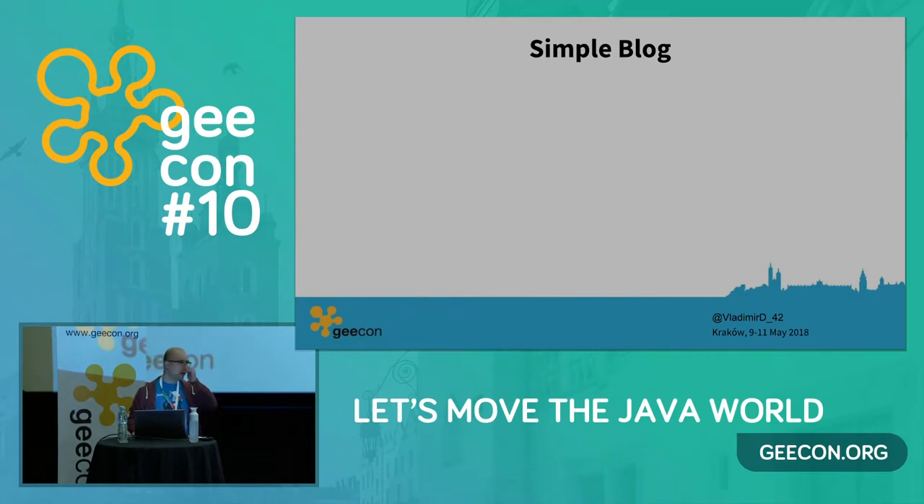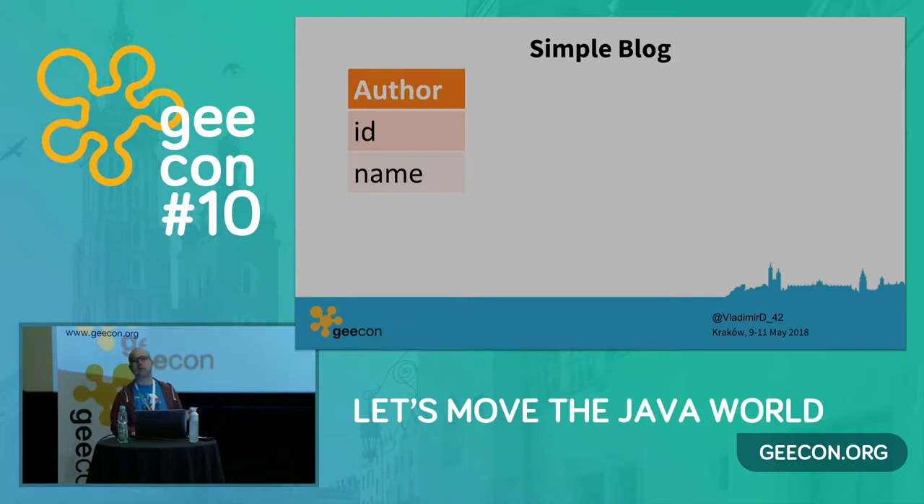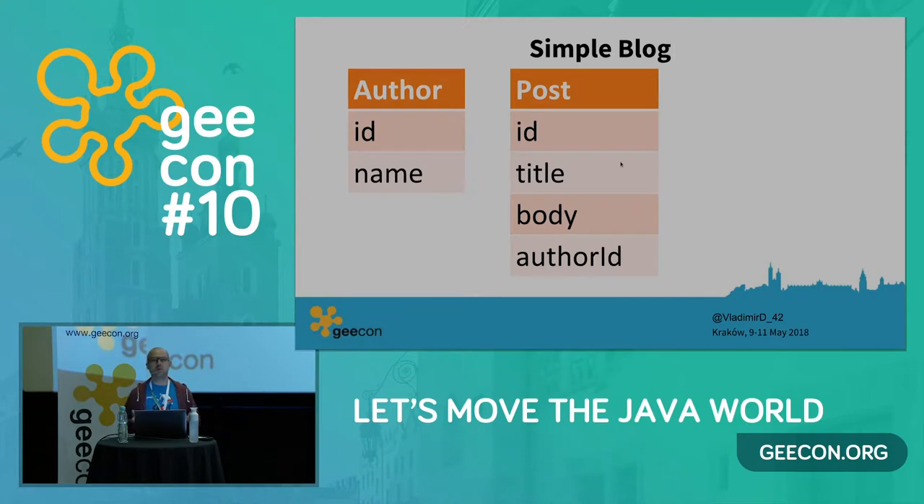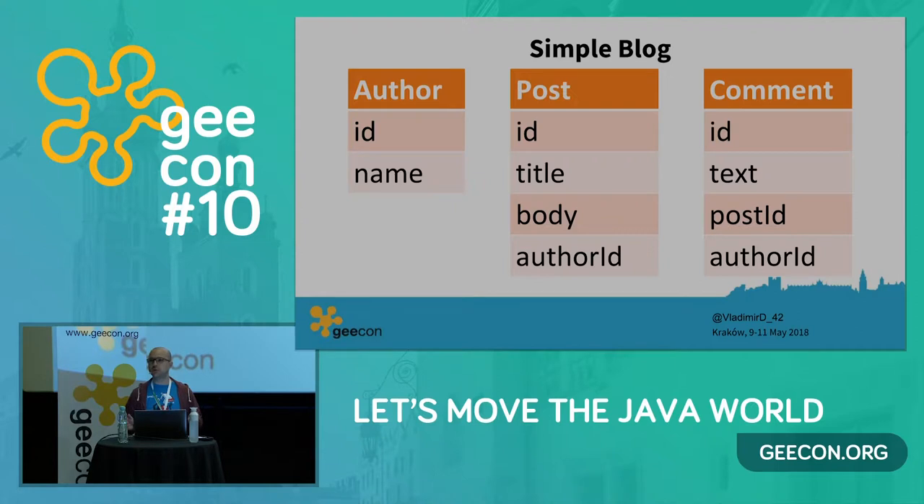So let's look at this example, but with some working code. Imagine we're building a blog, and of course, we have authors. So we'll have some database, and in it a table author, with an ID and the name of the author. Then, of course, we'll have posts, because what's a blog without posts? There's going to be ID, title, body, and the ID of the author. It's going to be a little bit more complex because we're also going to have comments. Very advanced blog, right? A comment consists of an ID, a text, the ID of the post to which it belongs, and the ID of the author.